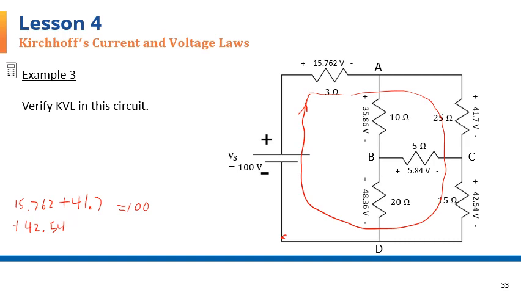Let me double check. 15.762 on the left, 41.7 on the left as well, and 42.54 also on the left. And the only voltage rise that we have is 100 volts. So if you add these three, they should add up to 100. Again, I'll leave that for the student to verify.